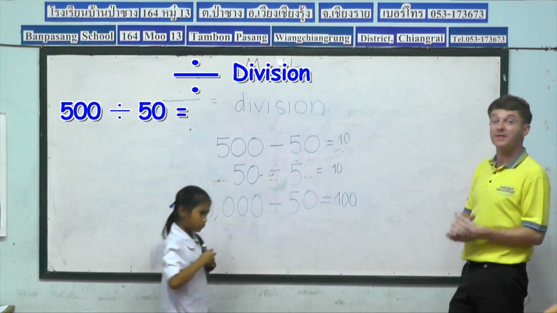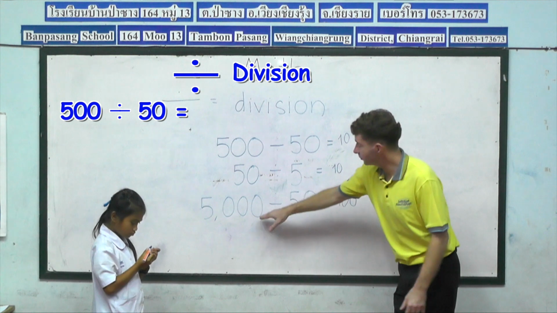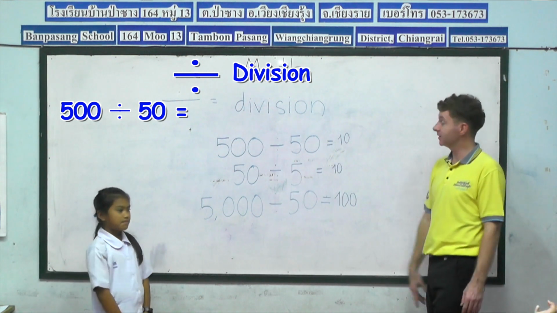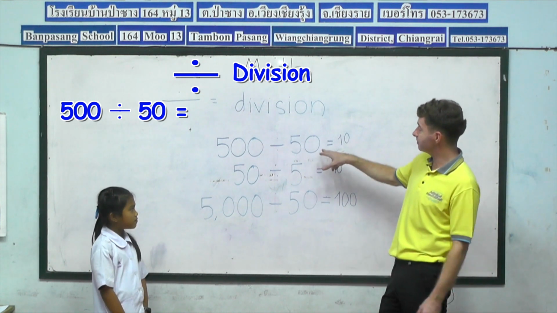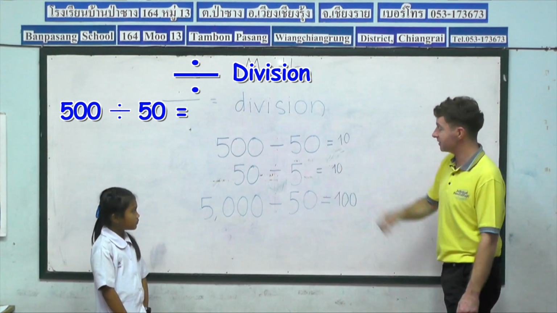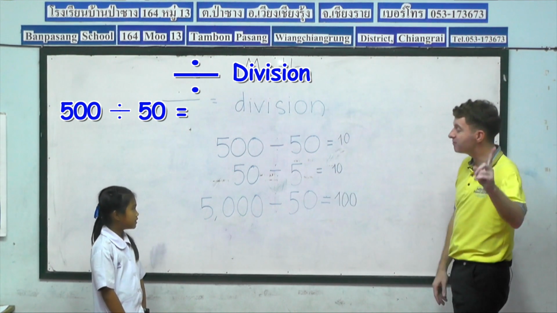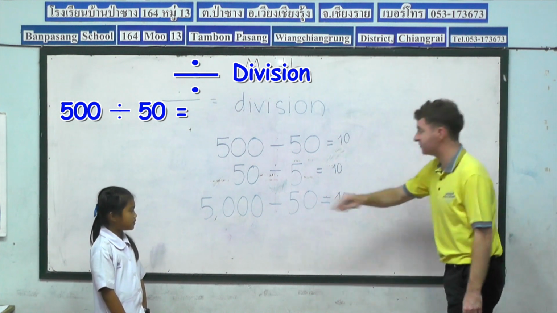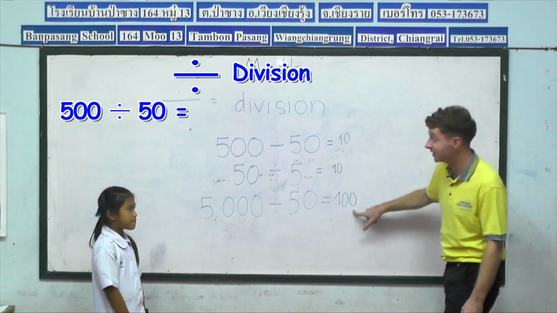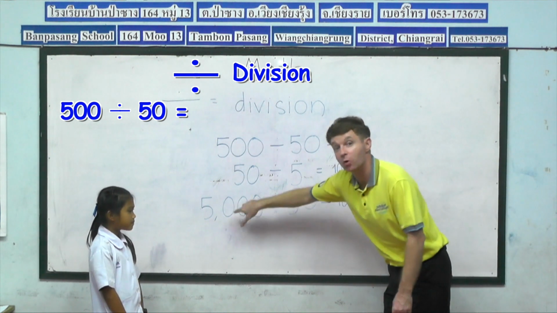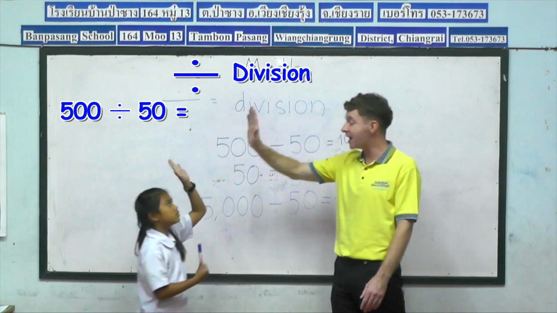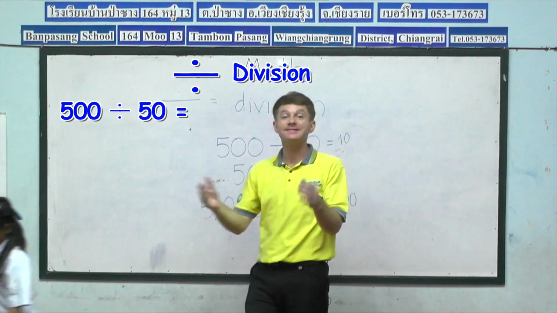You see, when dividing by multiples of 10, just look at the relationship between the zeros and we can work out our answers quickly. 500 divided by 50 equals 10. 50 divided by 5 equals 10. But 5,000 divided by 50 equals 100. The extra 0 comes in because 5,000 has one more 0 than 500. Pak Bung, that was excellent. High five. Big round of applause for Pak Bung, please, guys.